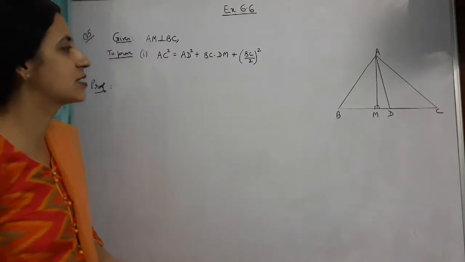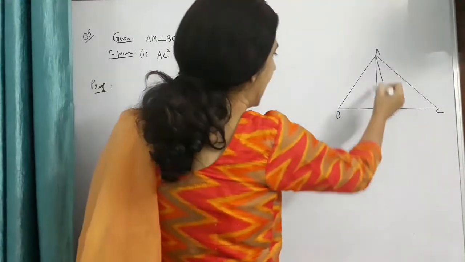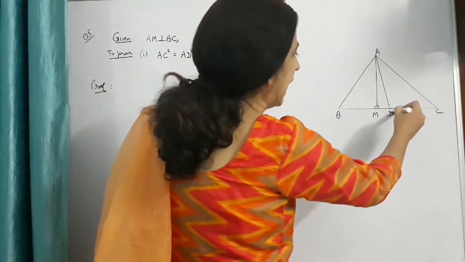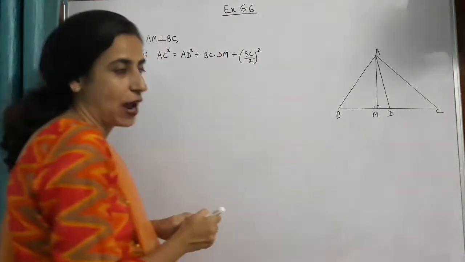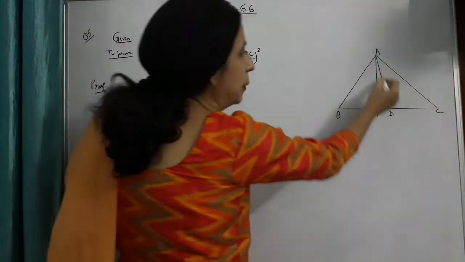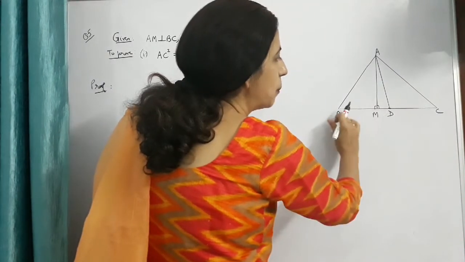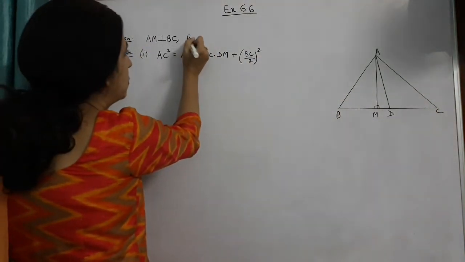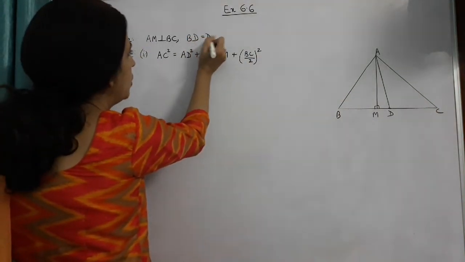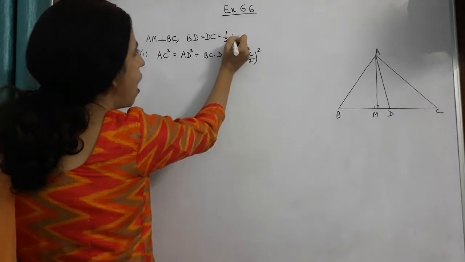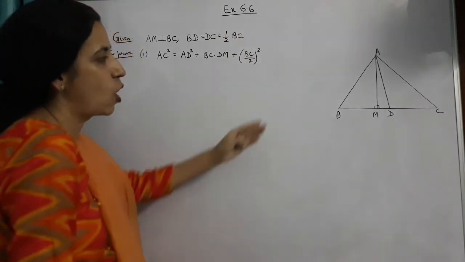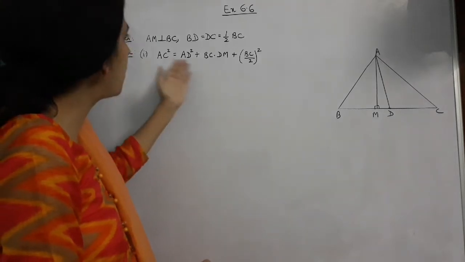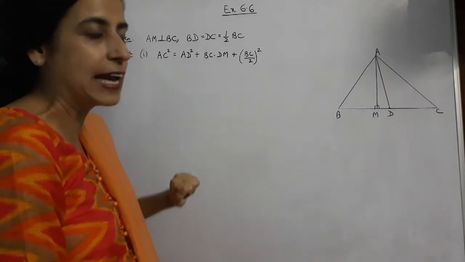In this question it is given to us that AM is perpendicular to BC, and that AD is the median of this triangle. If AD is the median, then definitely D is the midpoint of BC. So we can write down that BD is equal to DC is equal to half of BC, because AD is the median of this triangle. Now there are three parts to be proved. We'll prove one at a time.